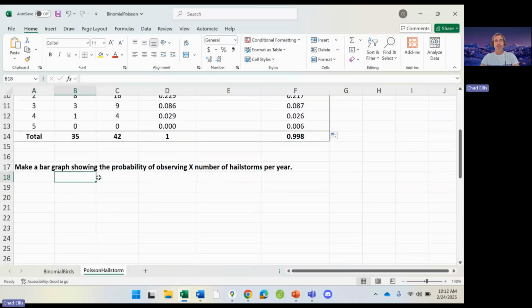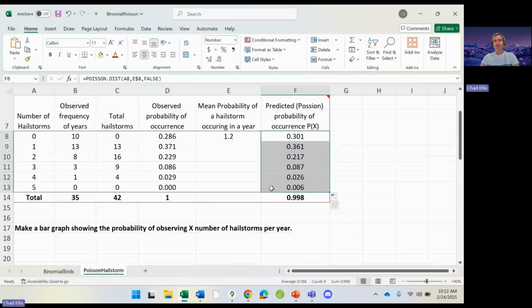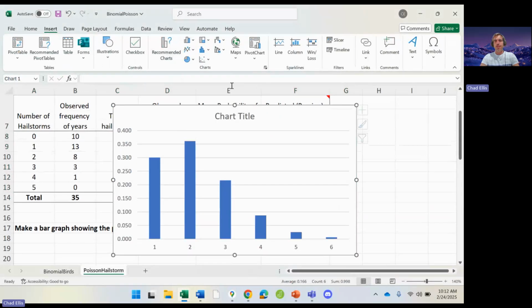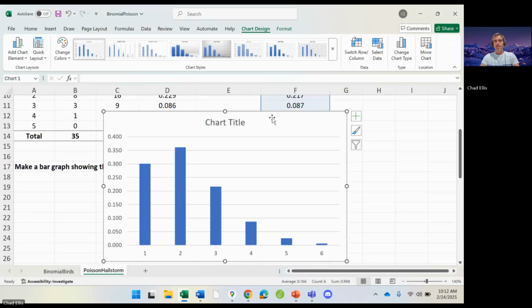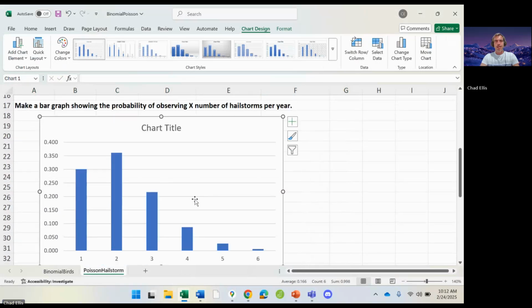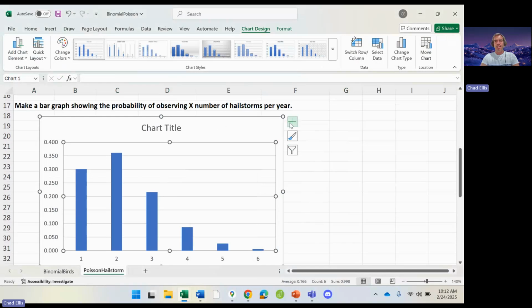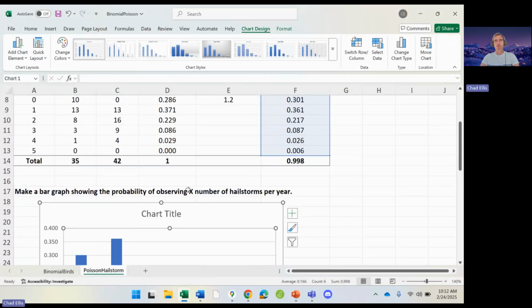So it also asks you to make a bar graph showing the probability of observing X number of hailstorms per year. So to do that, I can drag over top of my probabilities. I can go to insert, and then basically I can add my titles and whatnot, and there's my probabilities right there. Again, greatest probability for seeing 1 hailstorm.